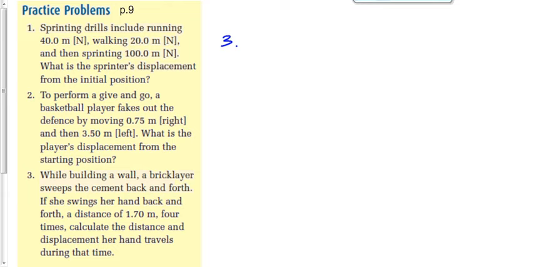You run around the track 12 times. End up back where you started. Do some stretching. What's your displacement? Zero. Does that mean you haven't ran anywhere? No, you ran 4,800 meters. Your distance would be 4,800 meters. Your displacement would be zero.